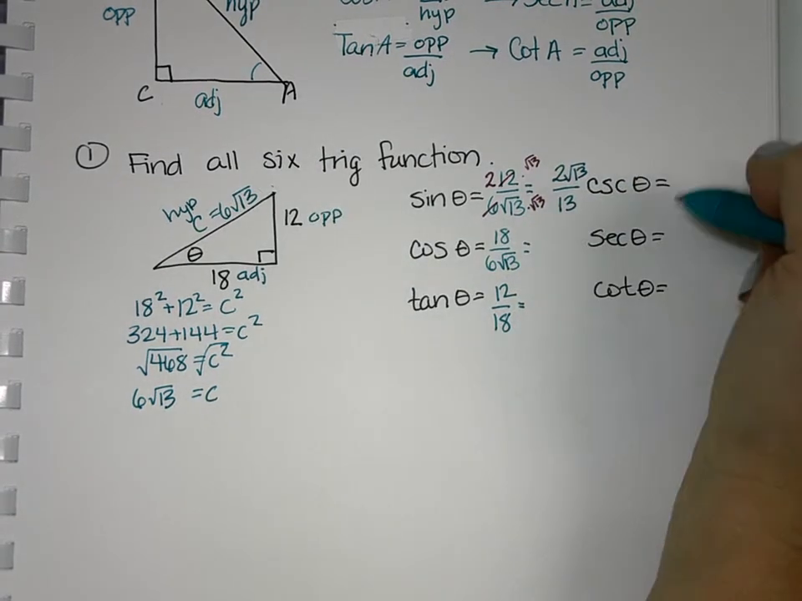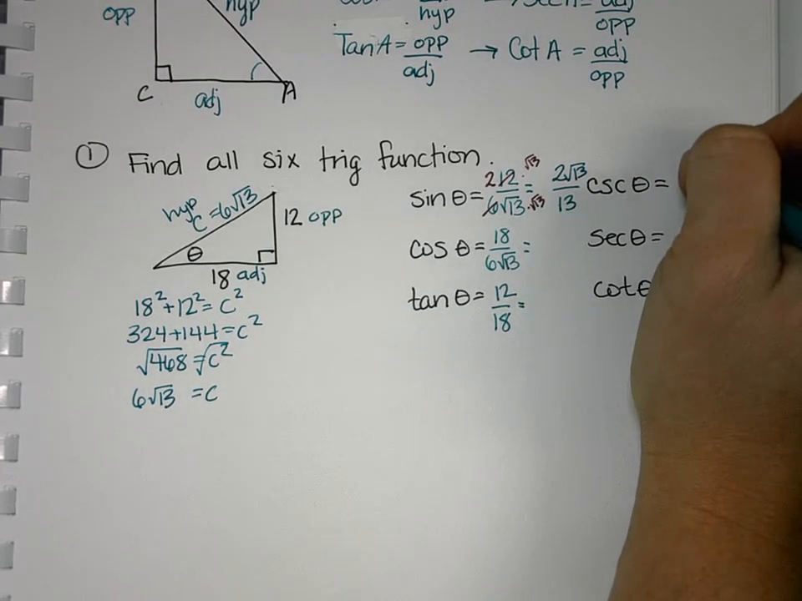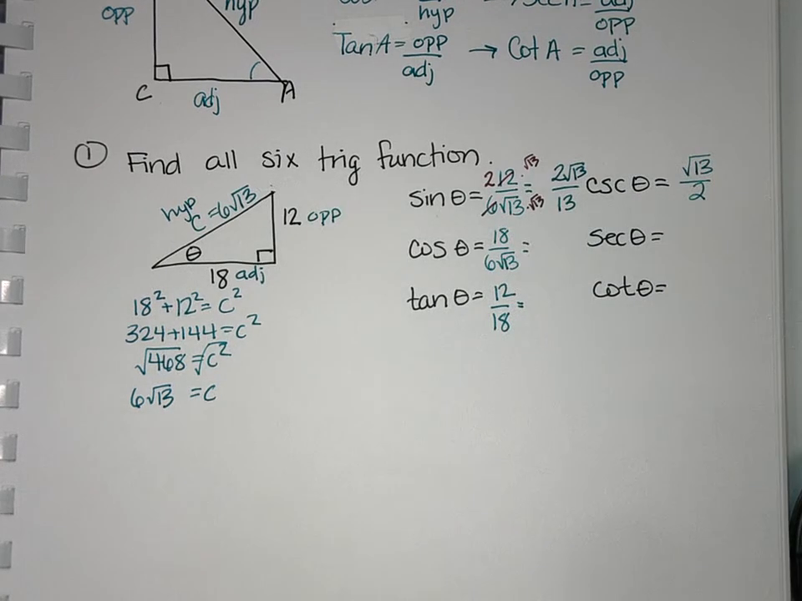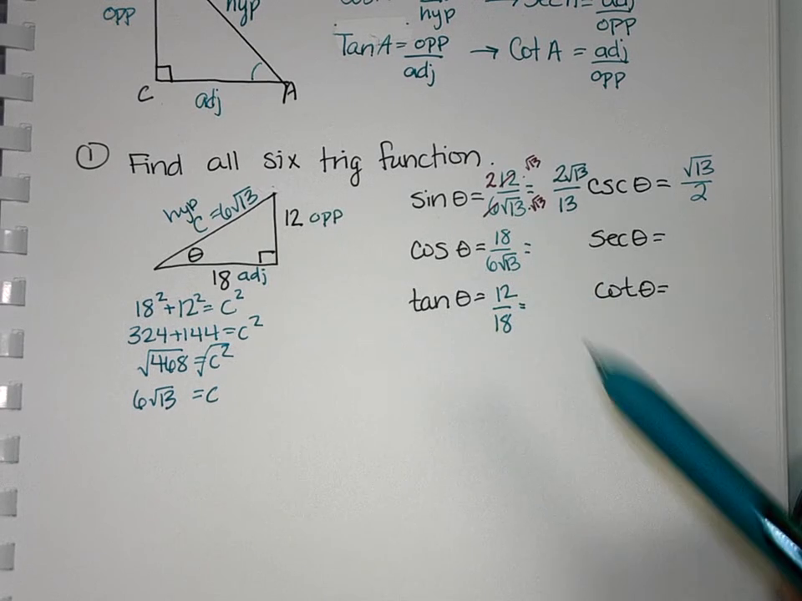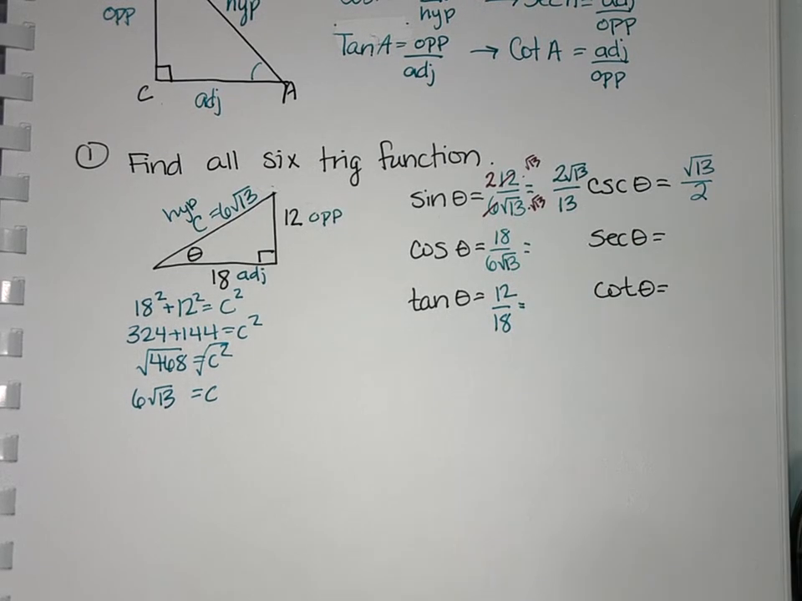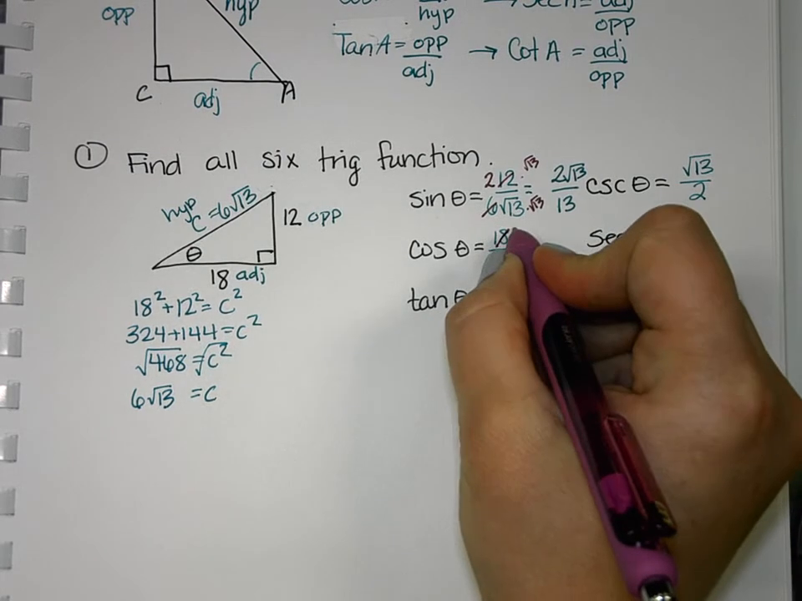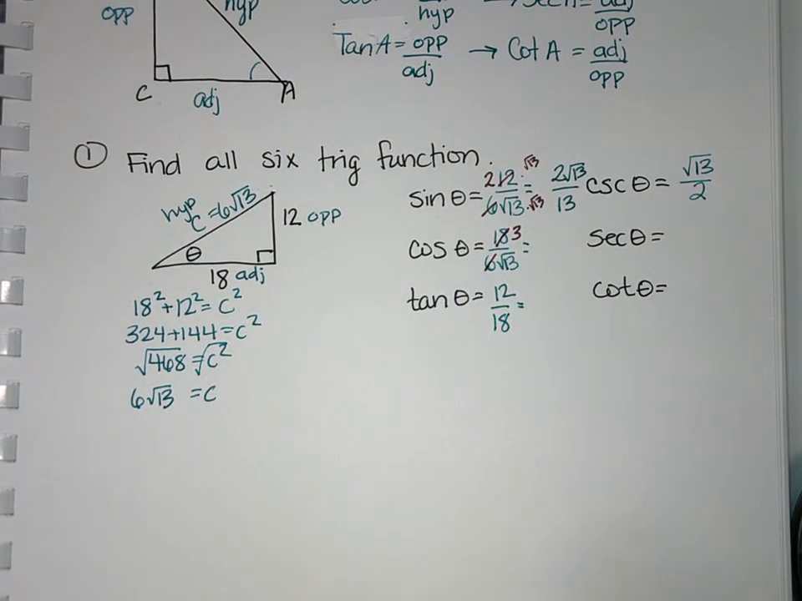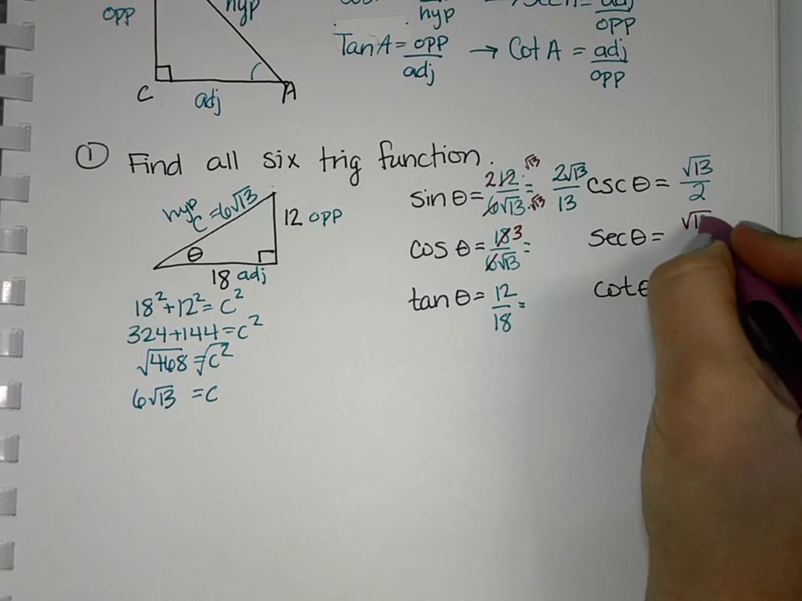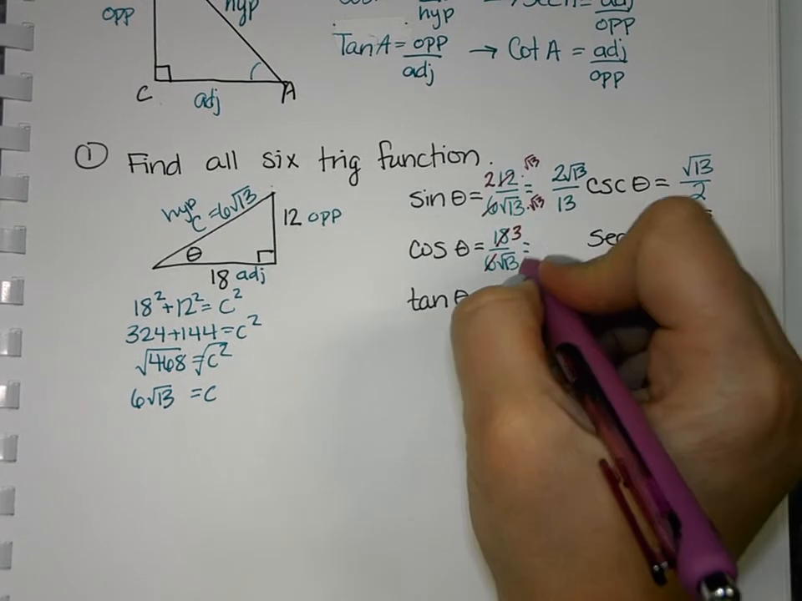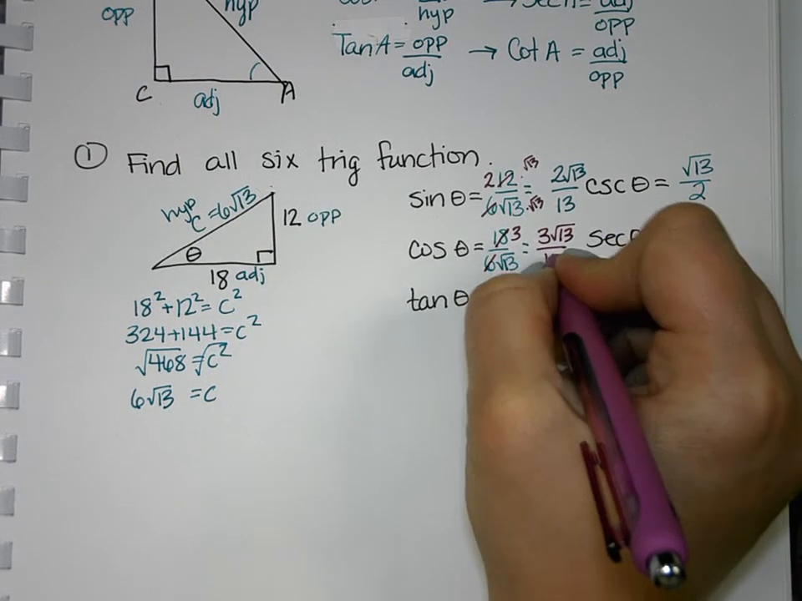So when I go to do my reciprocal for cosecant, I can put root 13 on top and 2 on the bottom. So I can do my reciprocal based on my 2 over root 13 here. For cosine, again, I can simplify here and make it 3 over root 13. So that would give me a secant of root 13 over 3. And then I just need to rationalize here, which would give me 3 root 13 over 13.